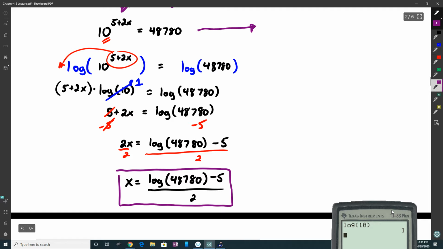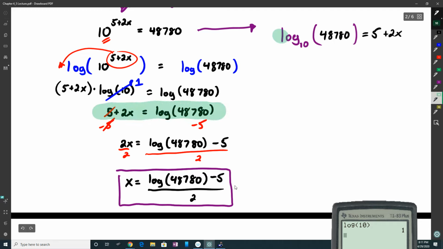Again, if you had converted, it would be log base 10, which you don't have to write. The inside becomes the answer. The answer goes on the inside. And notice we get the exact same thing. This step is identical to what we had here. And so if you solve for it, you're going to get the same answer.